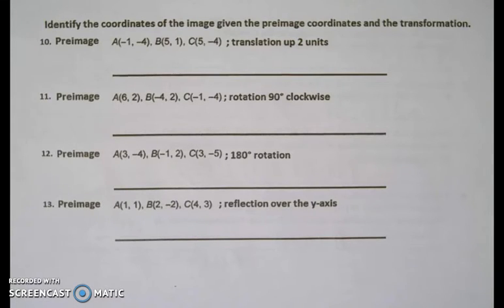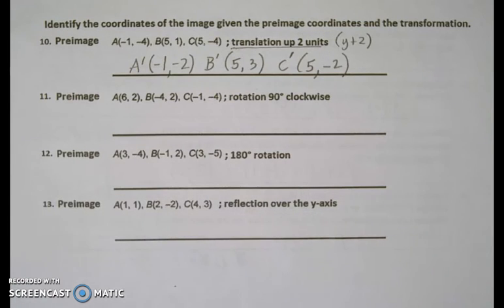Okay, for 10 through 13, we're going to identify the coordinates of the image given the pre-image coordinates and the transformation. So we're going to see what the pre-image values are for A, B, and C, and with a translation of 2 units up, we're going to give our A prime, B prime, and C prime coordinates for our image. You try.